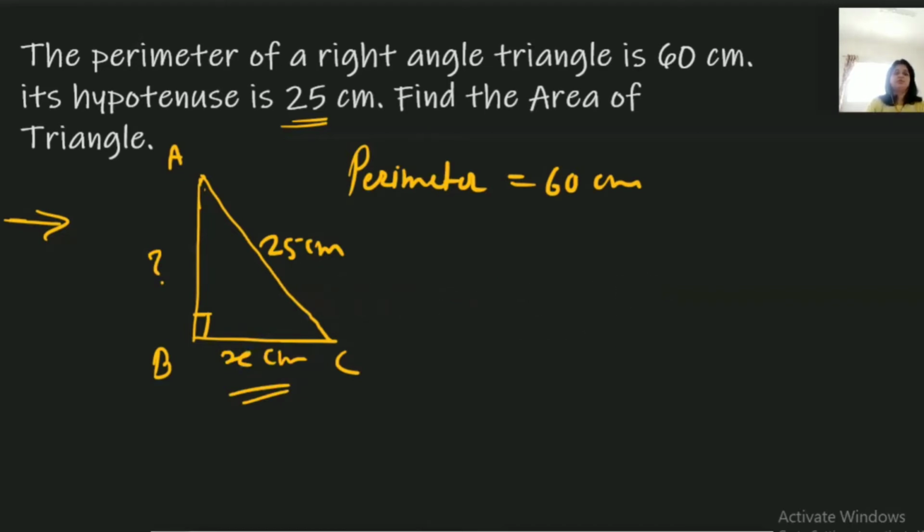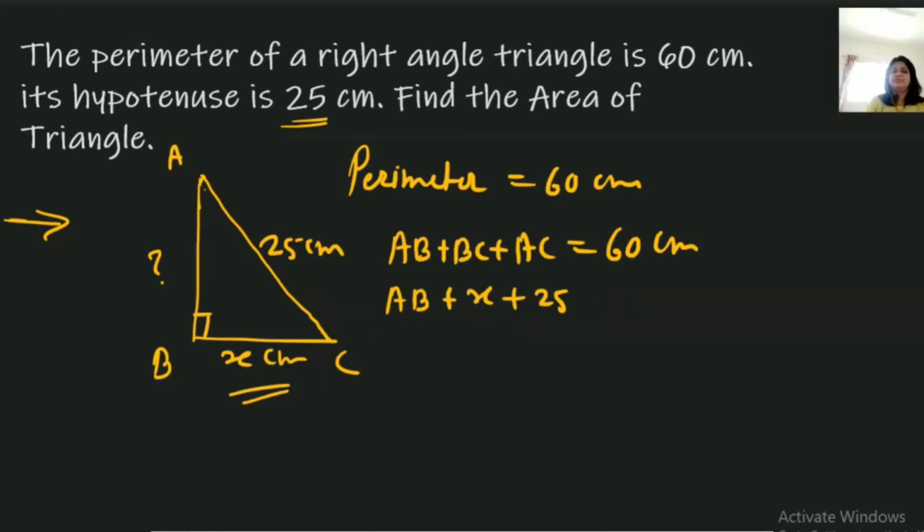I'm going to use the given part, that is the perimeter. And the perimeter of any polygon is just the addition of all sides, right? So here I'm going to write the perimeter means AB plus BC plus AC is given as 60 centimeter. Let's substitute. AB we don't know, BC we have substituted X, we will write X there, and AC is given, that is 25 centimeter, which is equal to 60.